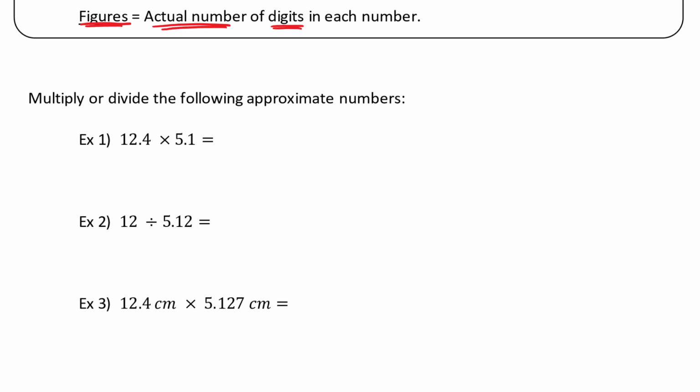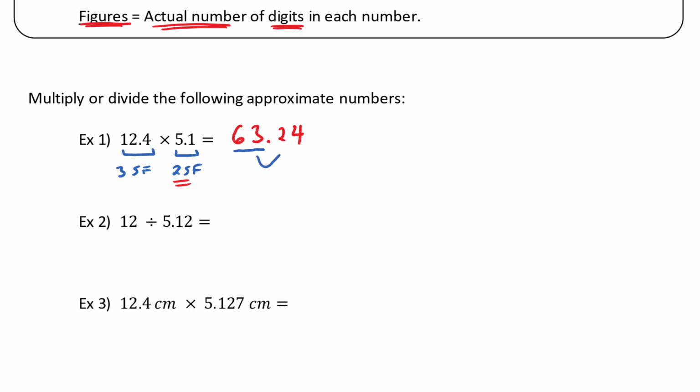So here we have 12.4 times 5.1. Plug that in your calculator, and we get 63.24. Remember, we're not rounding off until the final answer. But now we're at the final answer. So let's go back. 12.4 has 3 significant figures, and 5.1 has 2 significant figures. Which one is less? Well, 2 is less. Therefore, we're rounding this off to 2 significant digits.